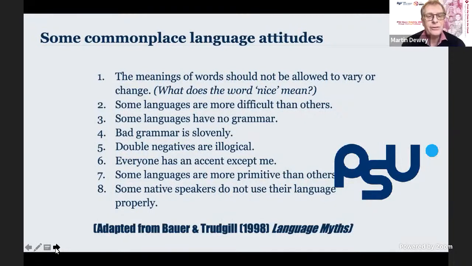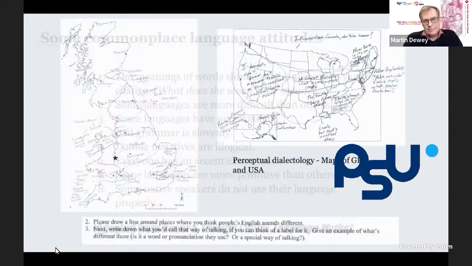But in fact, everyone has an accent, including yourself. Even if you speak the very standard variety of your language and you have a prestigious accent, in English this might be an RP accent, received pronunciation in British English, that is an accent. There's no such thing as speaking a language without an accent. But people often believe that there is.